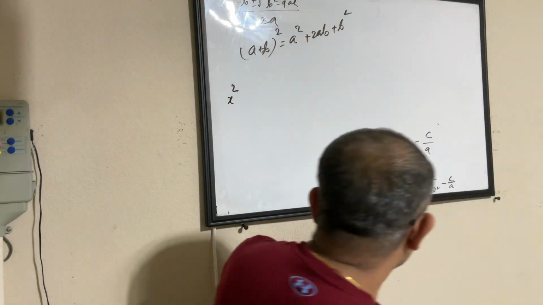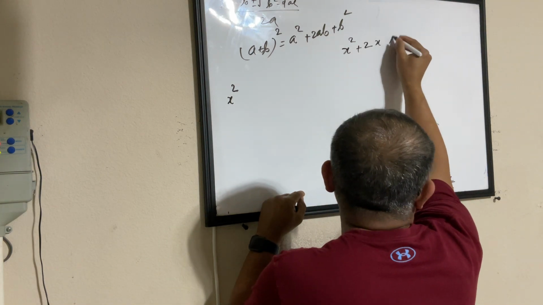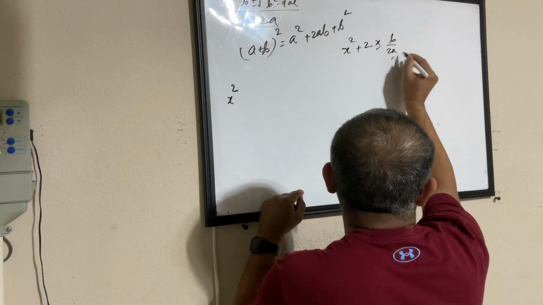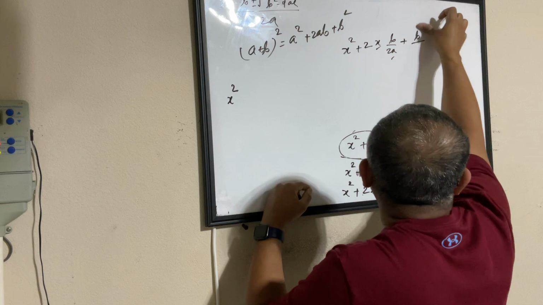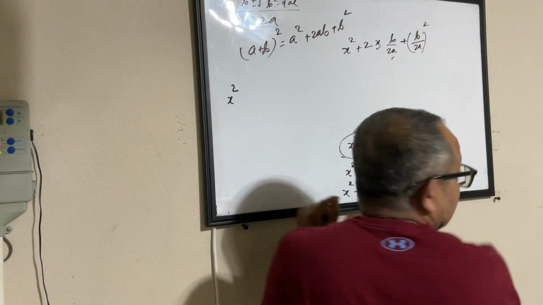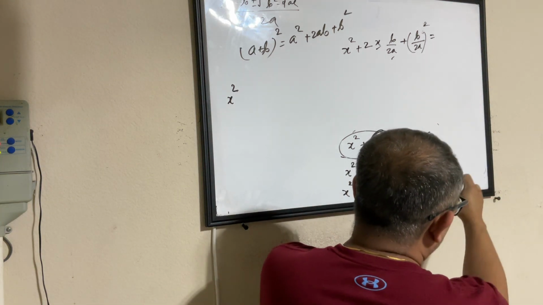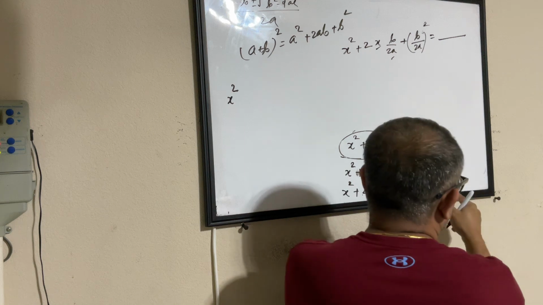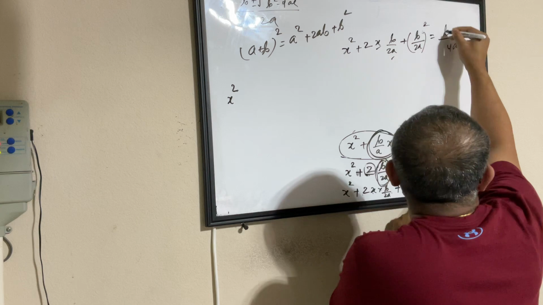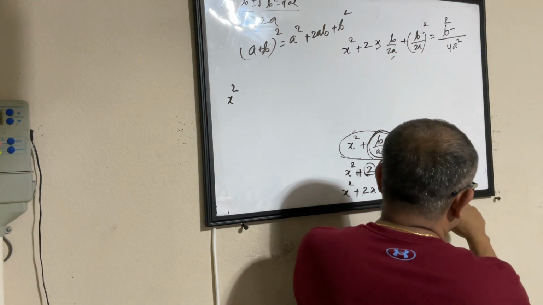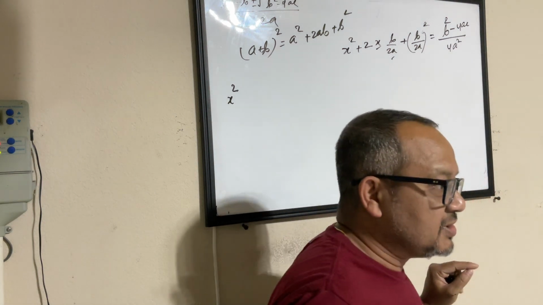Okay. So now I have x squared plus 2 times x into b by 2a. So this is a, this is b, plus b squared, or I'll say b by 2a whole square. Okay, let me keep it that way. Now equals b squared by 4a squared minus c by a. Let's do this together. So the LCM of this will be 4a squared, and this becomes b squared minus, what I don't have is 4a, so 4a into c. Now it is taking some shape.